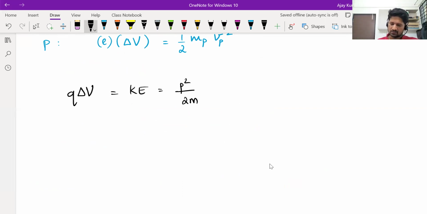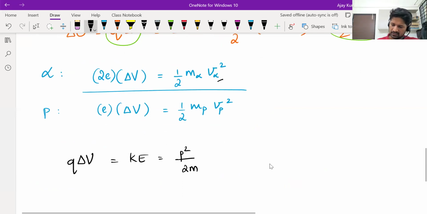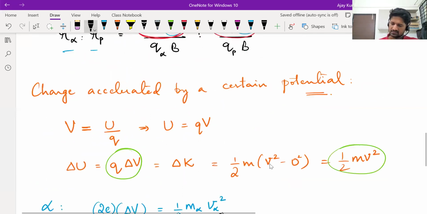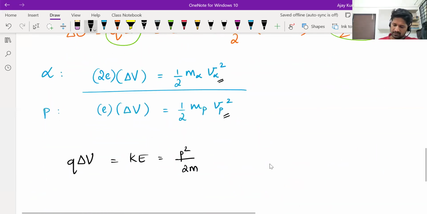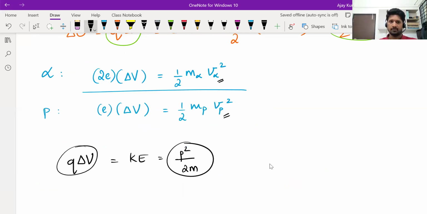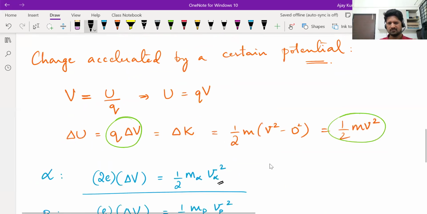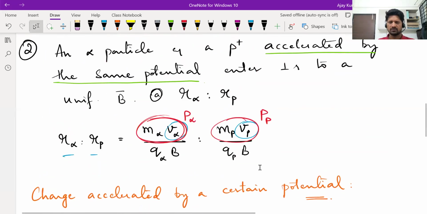So instead of equating it to kinetic energy, getting the ratio of speed, and then substituting the ratio of speed, directly write q delta v is p square by 2m. You can get the ratio of their momentum. Okay, with that, you will be omitting one step. You can solve the problem a little quicker if you take the momentum ratio directly. Okay.